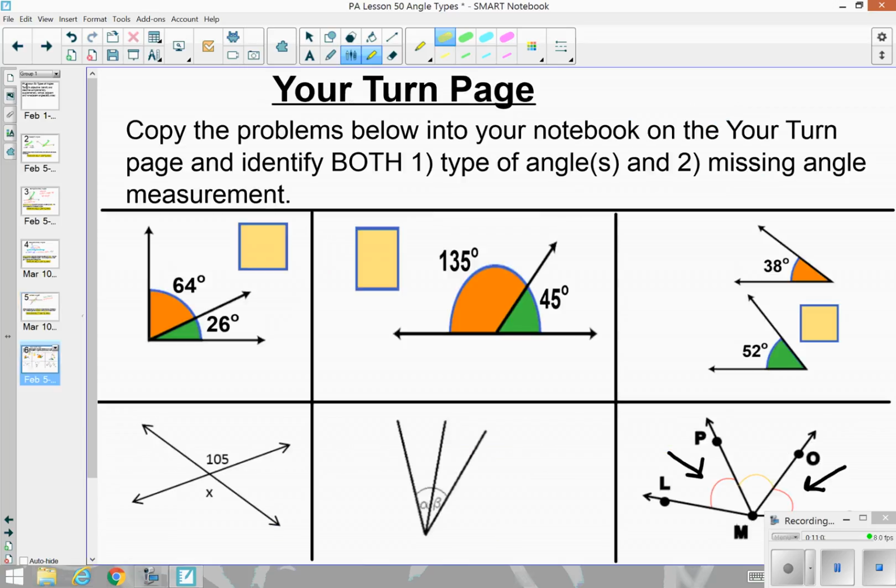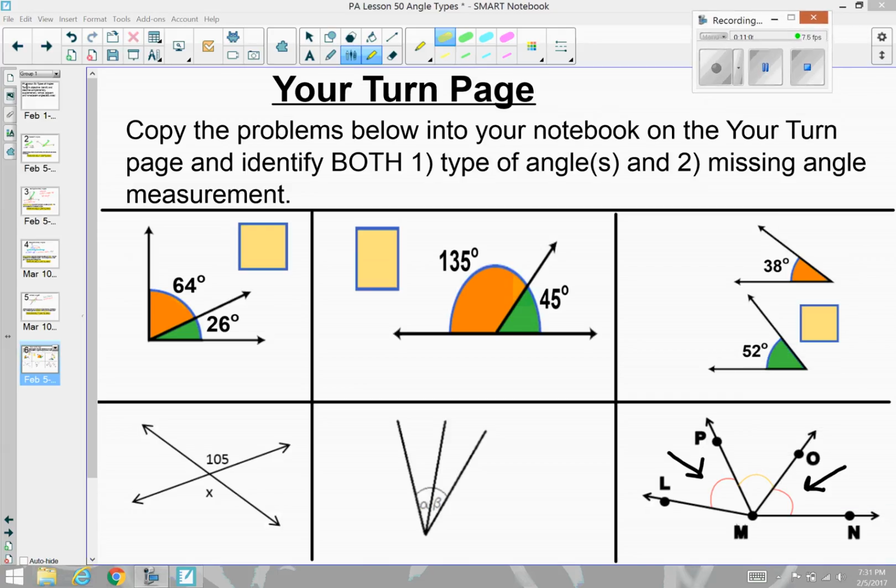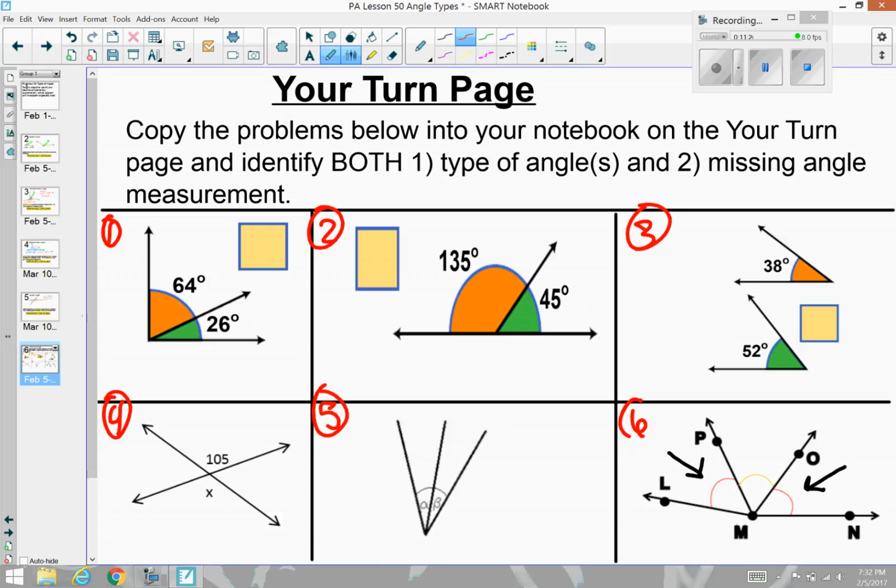All right, now that we've talked about all these different types of angles, I'm going to move this out of the way. For your turn today, I'd like for you to go ahead and copy all 6 of these problems down. Let me add the numbers to them: 1, 2, 3, 4, 5, and 6. I'd like you to copy these 6 different diagrams down into your notebook, and I'd like for you to identify 2 things. One is what type of angle or angles are shown for each set, and two, what is the missing angle measurement, if you can identify it.